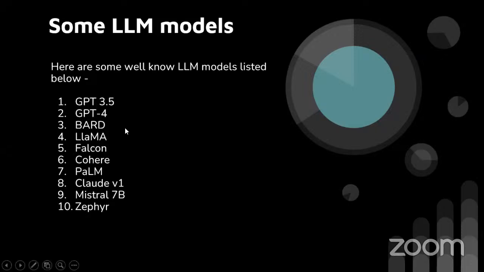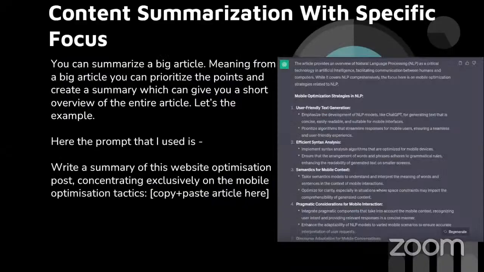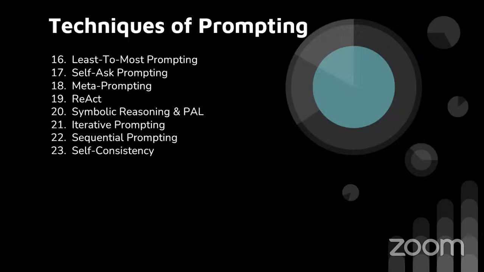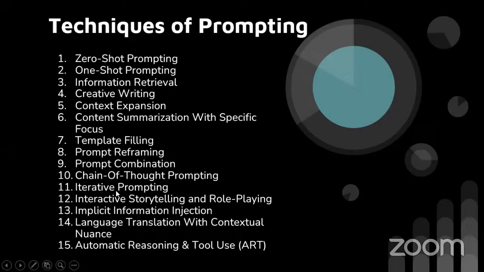Different prompt techniques, again, you can experiment with and come to a conclusion about which prompt technique is working well for you. These are a few techniques: zero shot prompting, one shot prompting. You can go ahead and experiment more. You can look at automatic reasoning and tool use, least to most prompting techniques, self-ask prompting, meta prompting, ReAct, then symbolic reasoning and PAL. We also have iterative prompting. Sequential prompting is something we looked at. Self-consistency, right? How is self-ask prompting different from self-consistency? Then here you have a lot of chain of thought prompting.